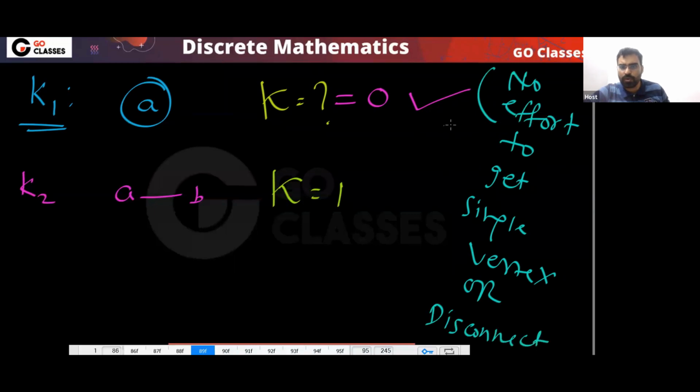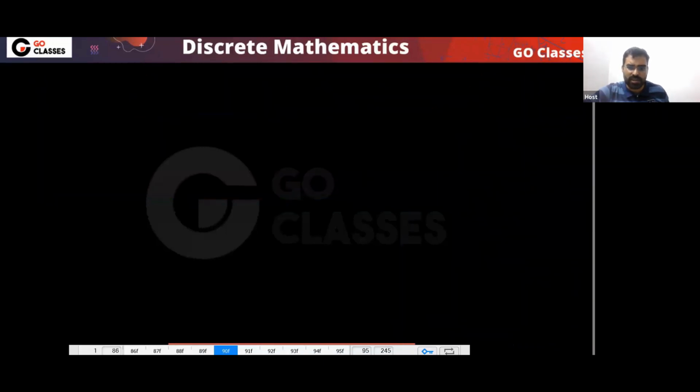You don't have to put any effort to disconnect or bring a single vertex. So very simple. So, final conclusion. Remember, here I am writing the graph, and here I am writing the kappa, the connectivity number.